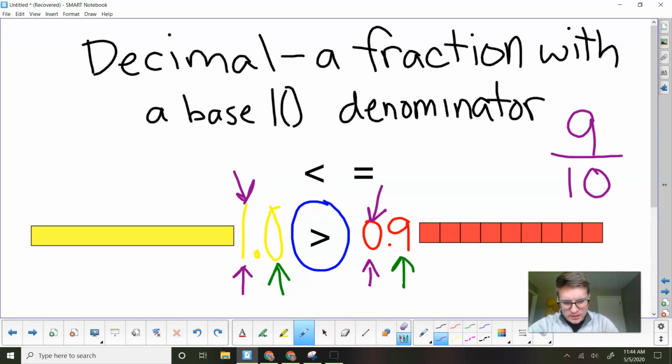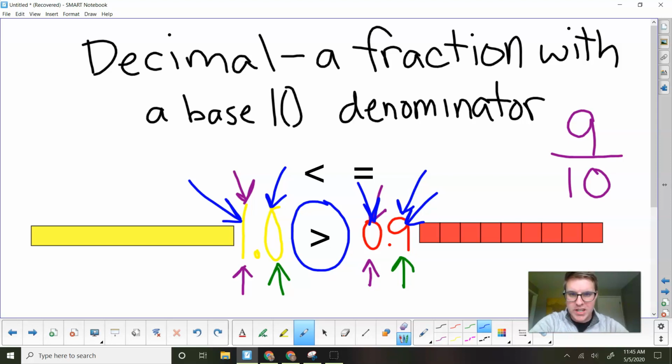This 0.9 right here, even though you think, oh, 9 is bigger than 0, right? Yeah, 0.9 is bigger than 0.0, but that's not your biggest place value because this 1 is bigger than 0.9. A lot of kids get confused because they see the 9 and they think, oh, 9 is bigger than 1. 9 must be larger. Nope, it's all about the place value, baby.